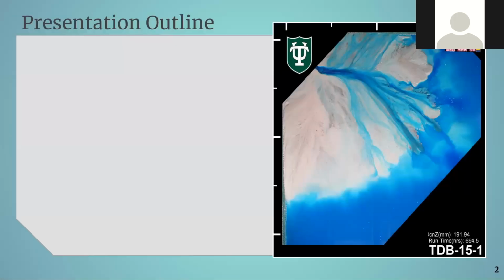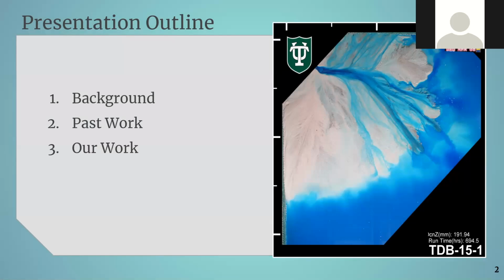So here's just a roadmap of where we're going in the presentation. I'll start with some background information on deltas and changing sea level. Then I'll go into some past work that's been done in this area, so you're aware of the history and the foundation of the work that I did. Then I'll detail the work I did and how I did it. And of course, I'll close with a summary to recap everything and explain why this work is important.